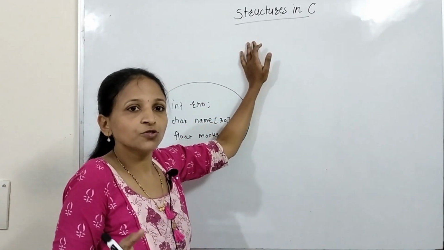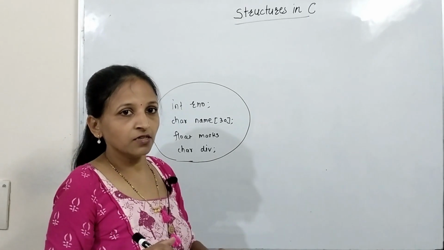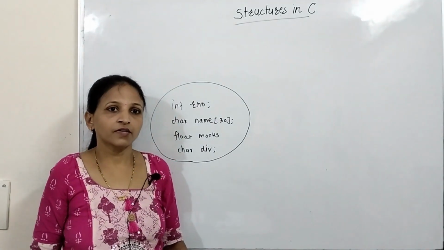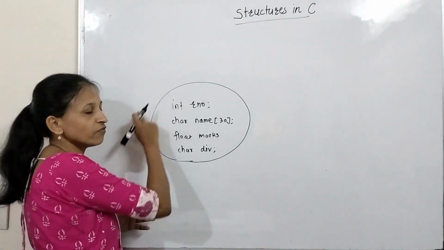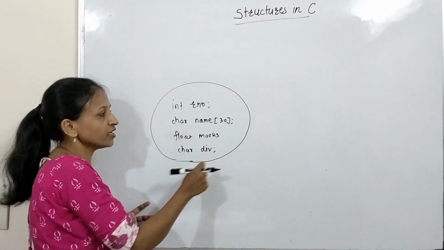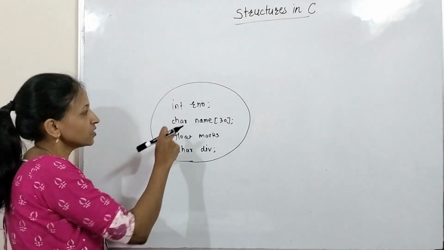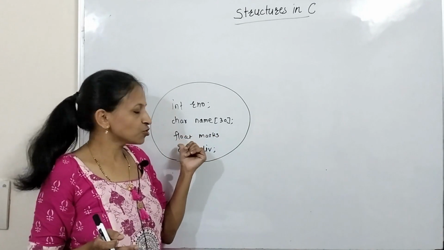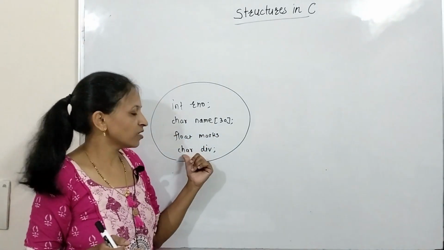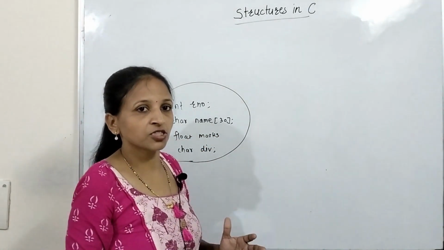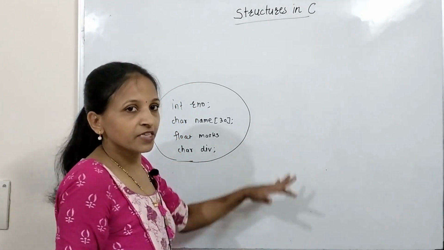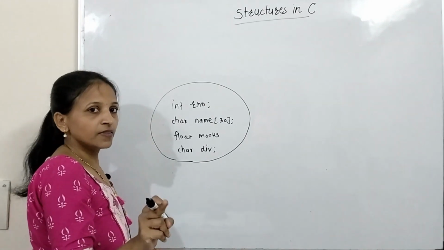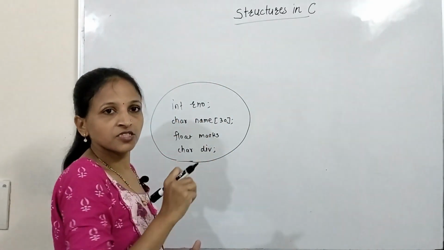Means an array can be used to group together multiple elements, but they should be of the same data type. That array is a derived data type. I want to group together these different kinds of data. Means this roll number is of type integer, name is of type character, marks of type float, division is of type character. This type of information I want to group together and form a single unit. Then that is possible with the help of the structures concept.